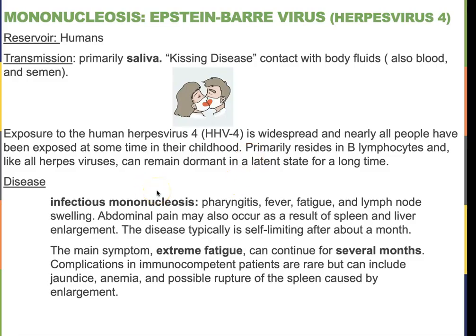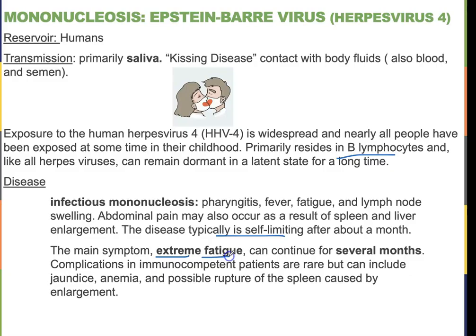And just like any other herpes viruses, it does remain dormant in your body. And where it is, is basically the B cells. All right, so it resides in our B lymphocytes and can remain dormant for a very, very long time. So what infectious mononucleosis looks like is basically this low-grade infection that lasts a very long time. It's typically self-limiting, but you have sore throat, fever, fatigue, lymph node swelling, and sometimes you have spleen and liver enlargement. The main symptom of this mono is just extreme fatigue.